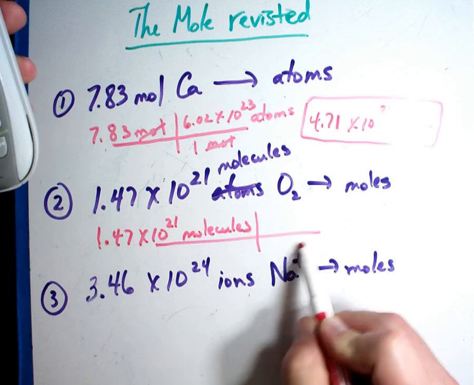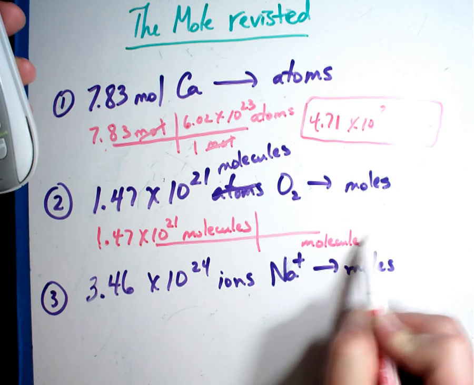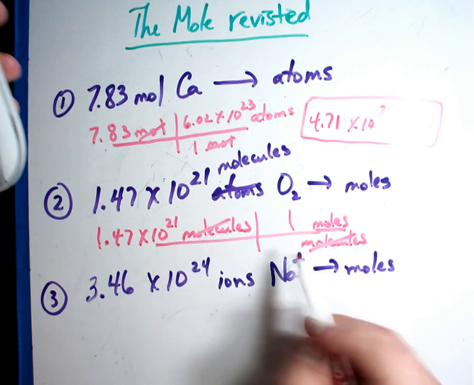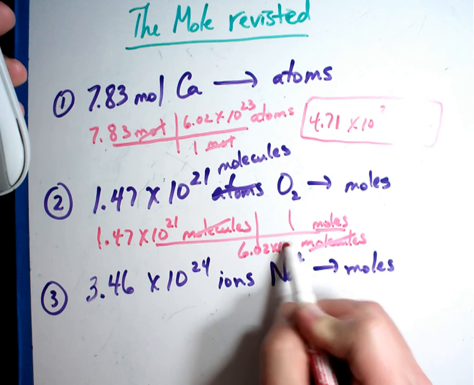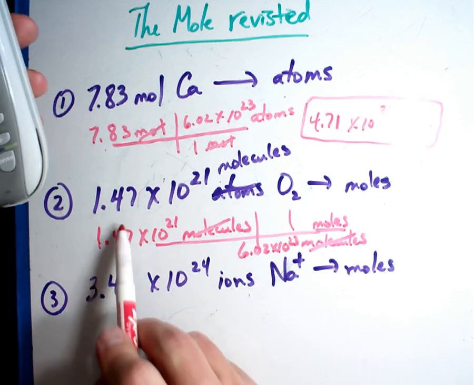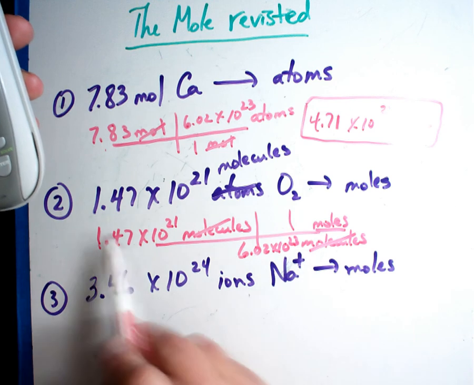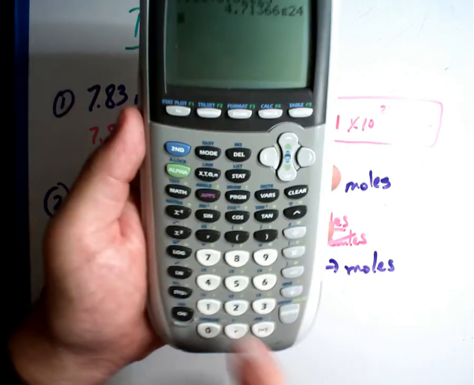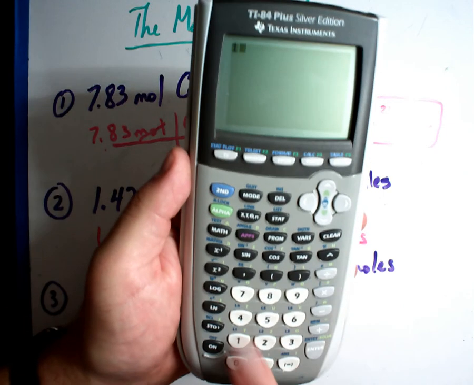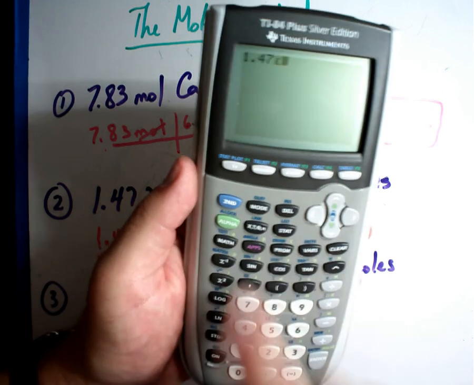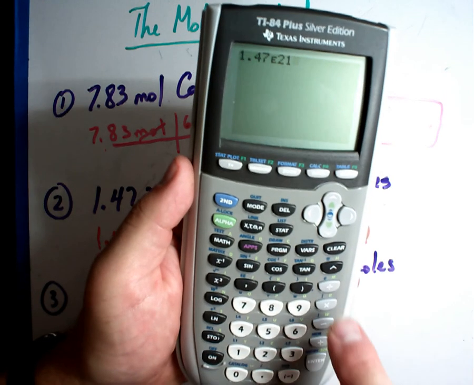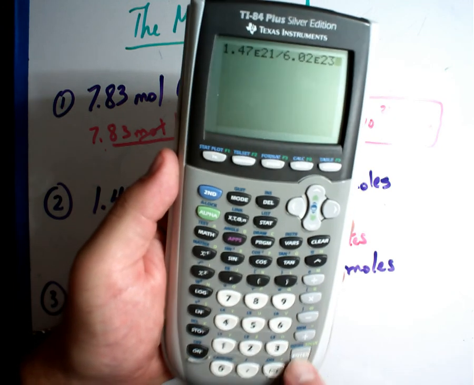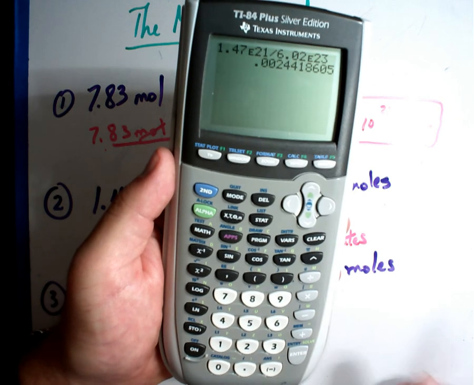Railroad track. Molecules goes on the bottom. Moles goes on the top. Moles is always 1. The word molecules disappears, and I'm going to put in 6.02 times 10 to the 23rd. So this time, top, line, and then a number on the bottom. So it's a division. Top divided by bottom. And I'm going to take it to 3 sig figs again. So it's going to be, clear my calculator, 1.47 times 10, that's EE, 21, divided by 6.02 EE, 23. Calculator does it all for me. There's my answer, and I'm going to go 3 sig figs.